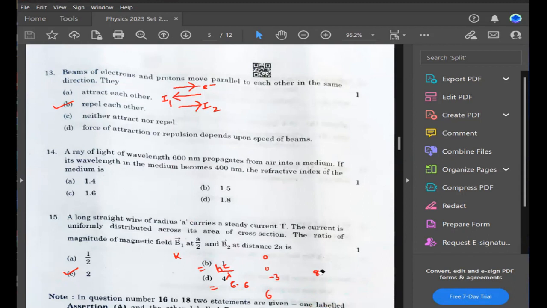Next question. A ray of light, wavelength is given 600 nanometers, propagates from air to medium. If the wavelength in the medium becomes 400 nanometers, you have to find out the refractive index. So here we know that the refractive index is equal to C upon V2.